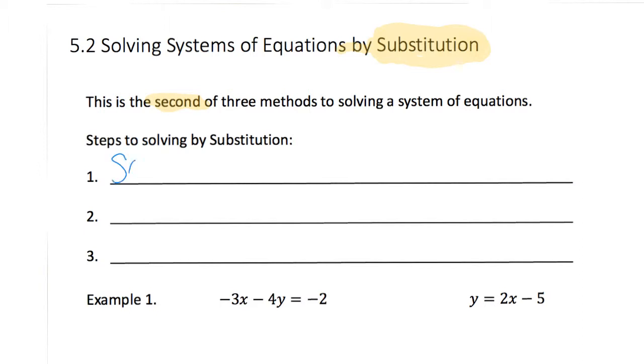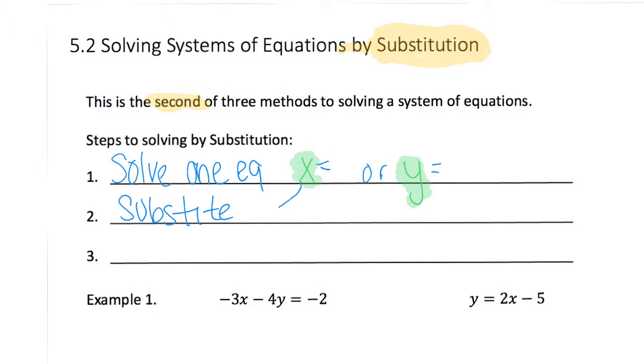First step is going to be solve one equation for either y or x. So we want x equals something or y equals something. So pretty much we want to solve and get either x alone or y alone. Okay, the second step is going to be substitute that x equals or y equals into the other equation. That sounds kind of confusing, but once you see it, it'll make sense.